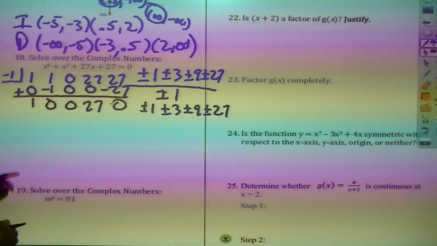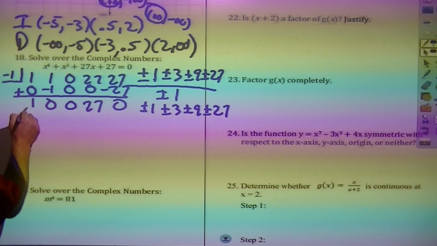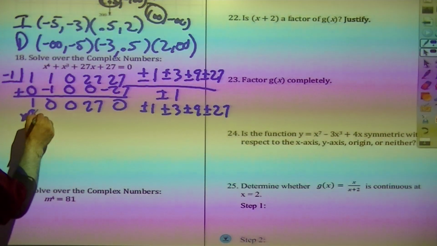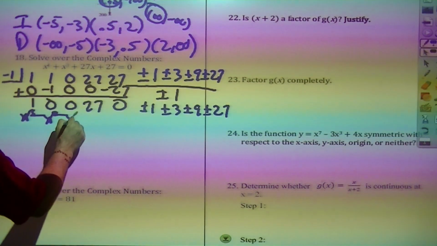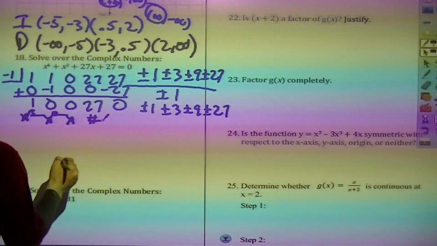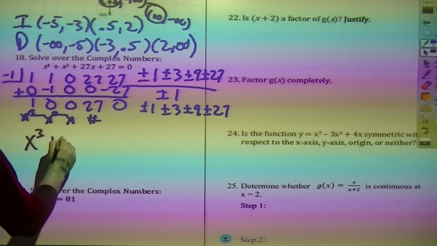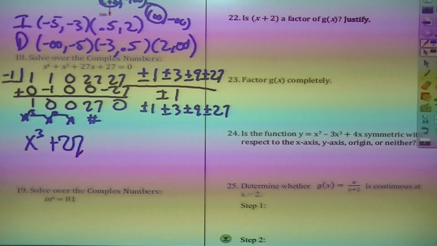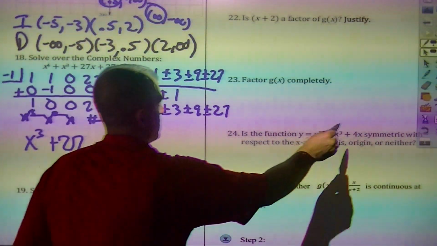-27. Okay, so what that would be is this is now x cubed, this is now x squared, this is x, this is my number. So what I got here is I got x cubed plus 27. Okay, now that's terrible.